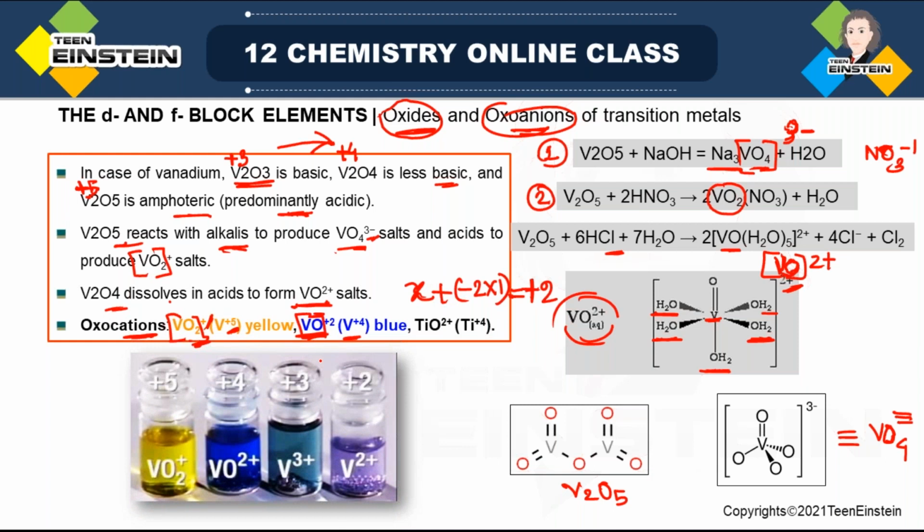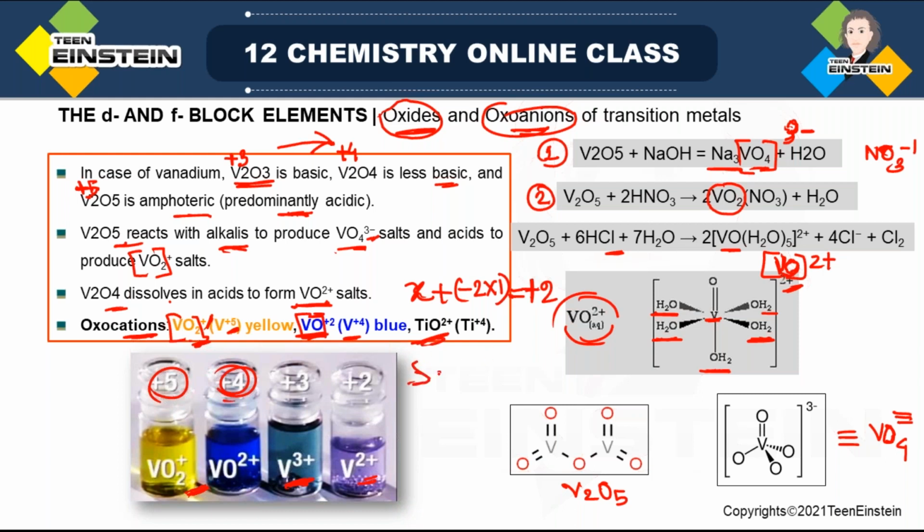So here we have this oxocation solution VO2 plus, which is yellow in color. Here the oxidation state is +5, and VO 2 positive charge, where the oxidation state of vanadium is +4, is blue in color. Some more oxidation states of vanadium are also mentioned. V3 plus. Now the color is also blue, but it is a different type of blue. And V2 plus, this is towards purple color.